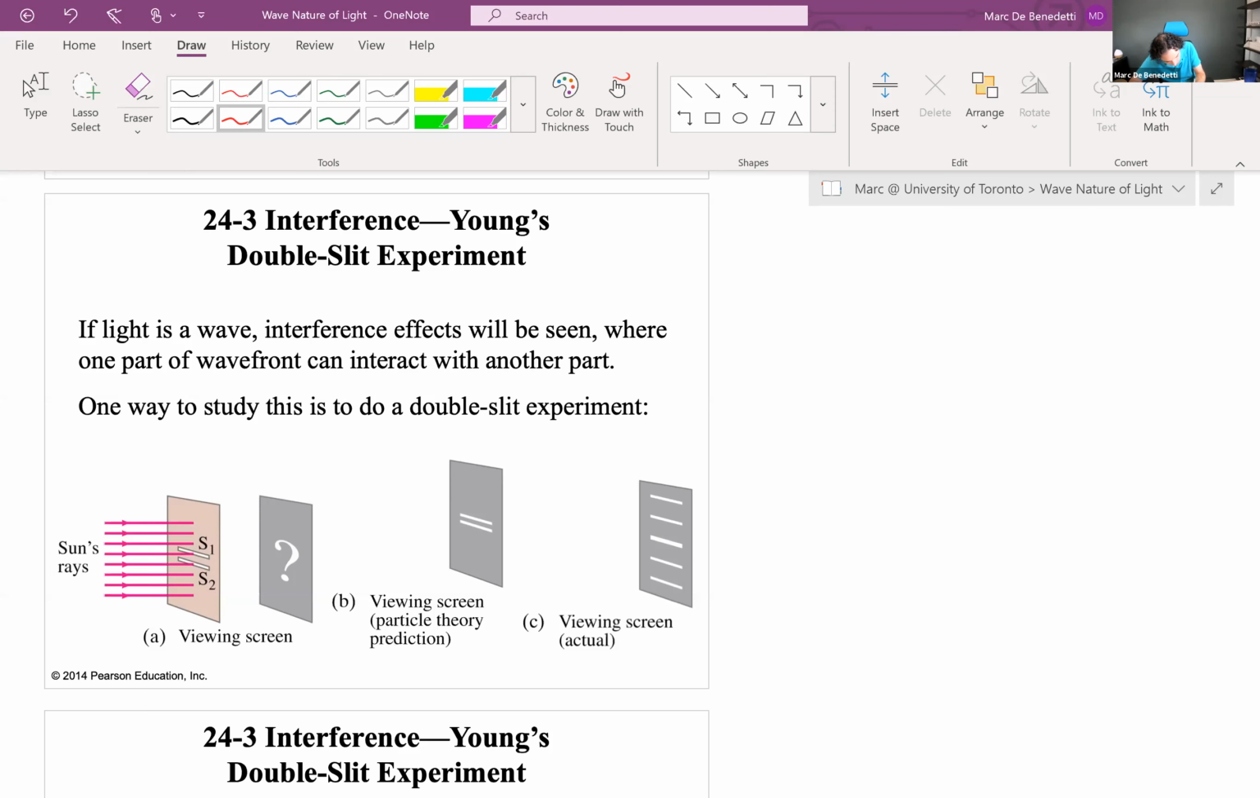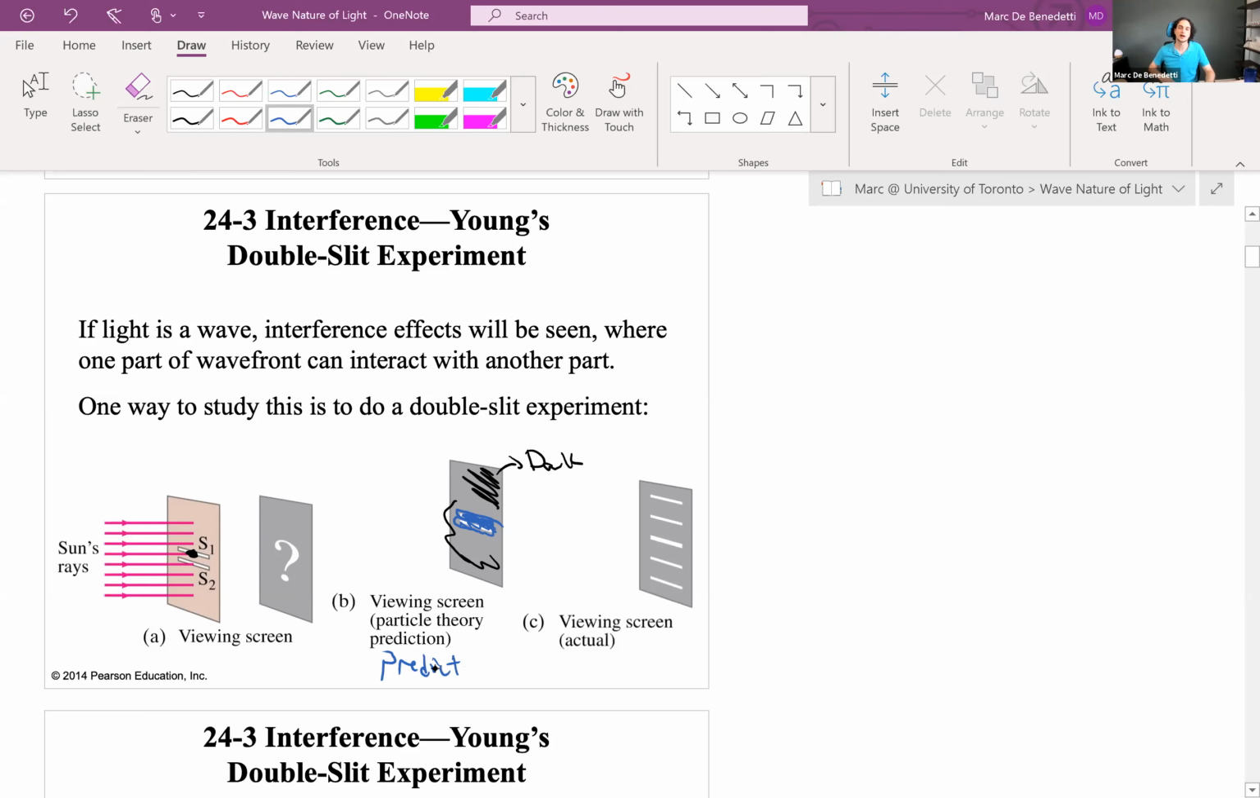Okay, let me minimize, bigger, change color, there we go. So if you have a light particle that collides with an open slit, then you would predict that this would all be dark, but what would be illuminated is the anti-shadow of the rectangle. And I guess there would be two of them because there are two slits. So this is what we would predict.